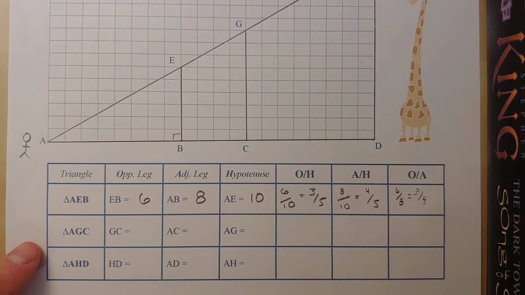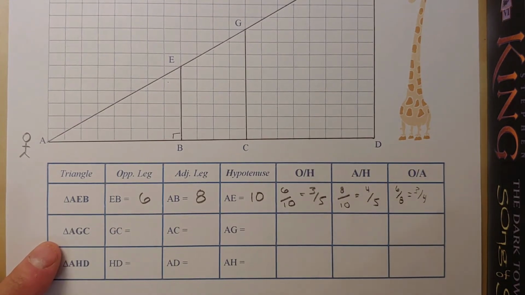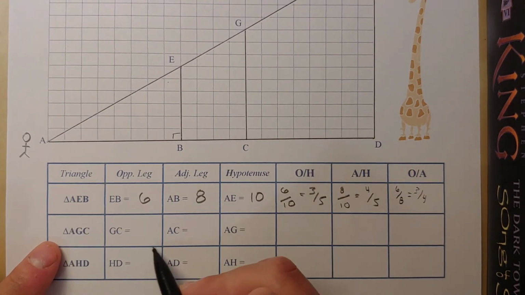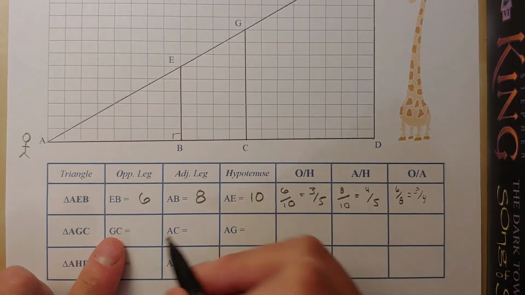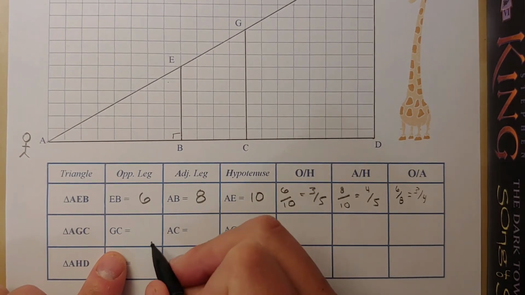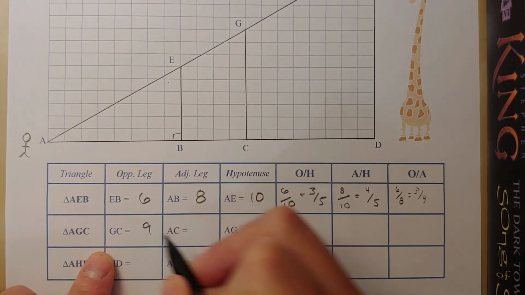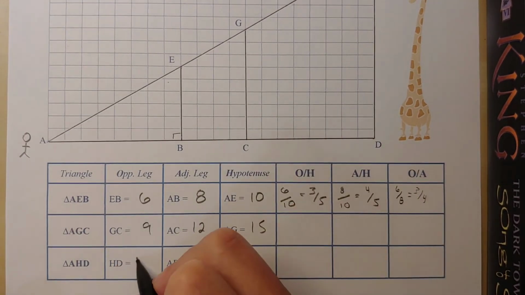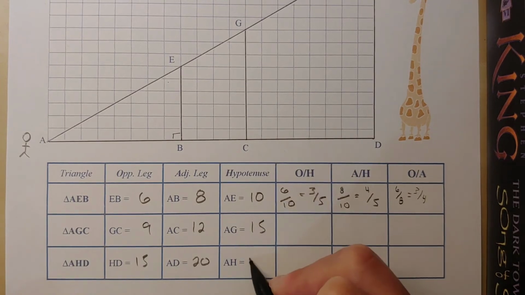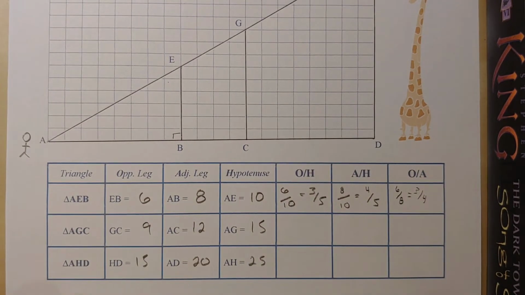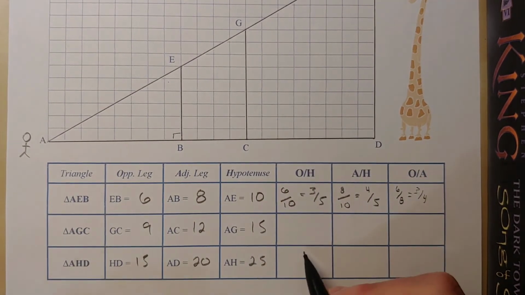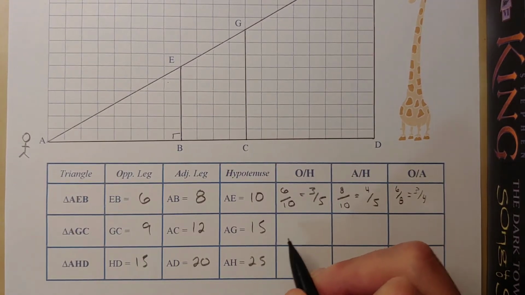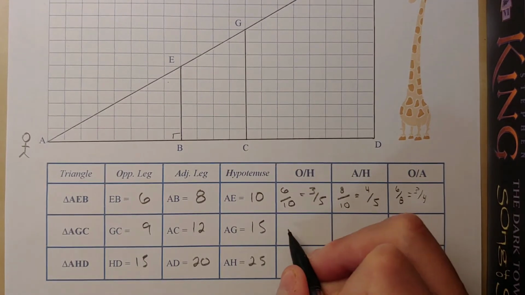Okay, if you've paused and now unpaused, you're back here. And let's check and see what you got real quick. I did this prior to this video, so I know that we're going to get 9, 12, and 15 here. And we're going to get 15, 20, and 25 here. And when we start filling in these ratios, hopefully you noticed a pattern emerge.